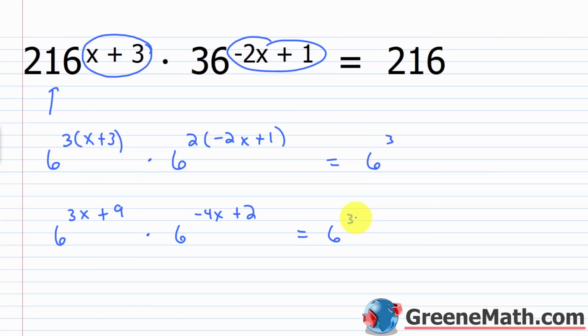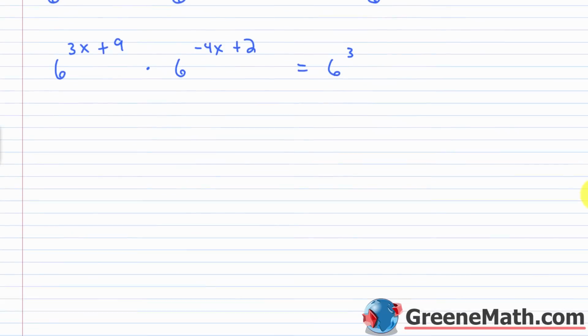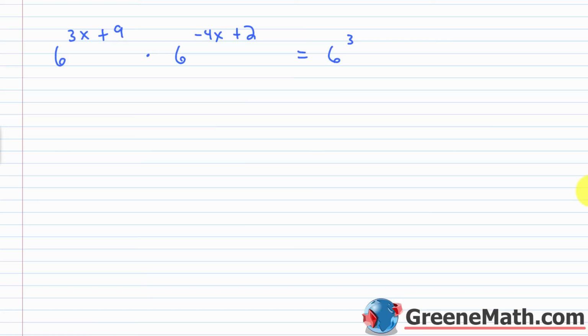Now, if I am multiplying and I have the same base, we know we keep the base the same and we add the exponents. So for this guy right here, 6 stays the same, and I just add the exponents. So 3x minus 4x would be negative x. 9 plus 2 would be 11. So this is 6 raised to the power of negative x plus 11, and this equals 6 cubed.